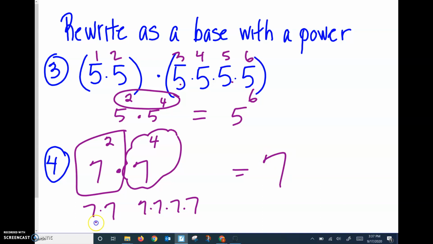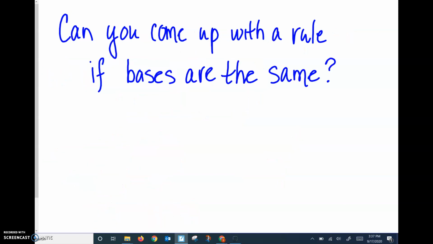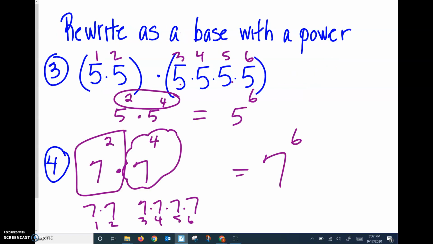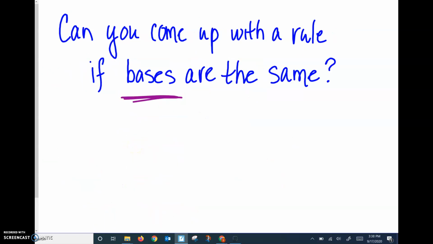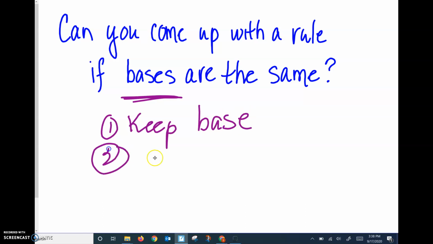Well, how many of them do I have? 1, 2, 3, 4, 5, 6. So where does that exponent of 6 come from? Hopefully by now, you guys can see that there's a pattern and there's a rule. If the bases are the same, what are we doing? And many of you are ready to tell me that we are adding the exponents. If the bases are the same, first thing we do, keep base. You must keep that thing that is repeating, keep the base, and then you are going to add the exponents.